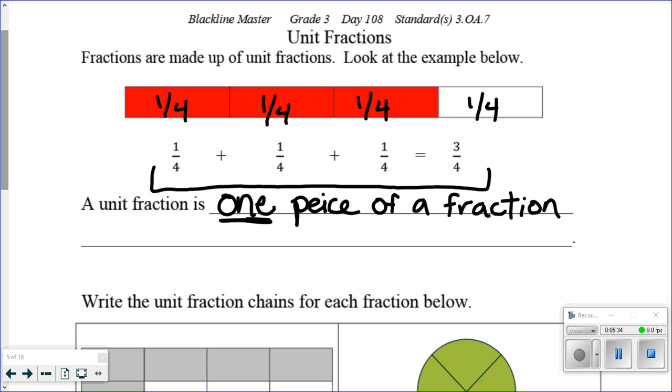So in the bar that we drew, ultimately we had three pieces colored in. A unit fraction is just talking about the one of those pieces. There's one. One fourth. One piece. Azalea, please do not color on the back. So a unit fraction is just one piece. And then we count them to add up to figure out what is our total fraction.